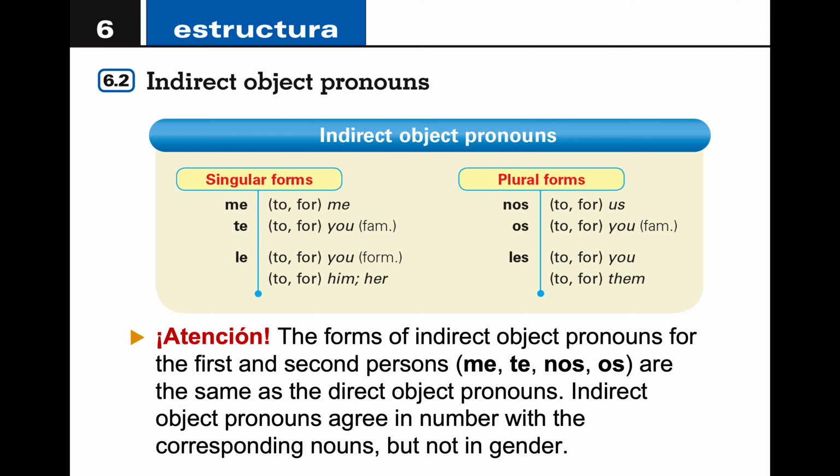The forms of the indirect object pronouns for the first and second person are the same as the direct object pronouns. So this is where context is incredibly important as you work in Portales and you translate things. You've got to make sure that you understand the meaning and context of the sentence so that you're aware of if it's a direct or an indirect object pronoun so that you can form your sentence appropriately. Indirect object pronouns are going to agree in number with the corresponding noun, but not with gender. And this is why I have le, which is going to be for him or her. So there's no gender assignment given with indirect object pronouns.